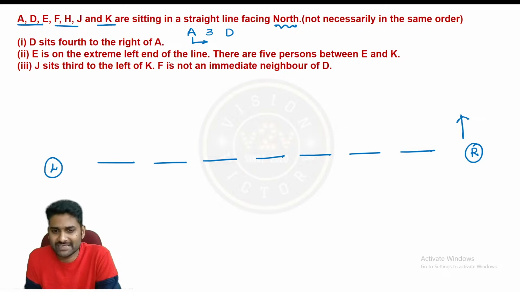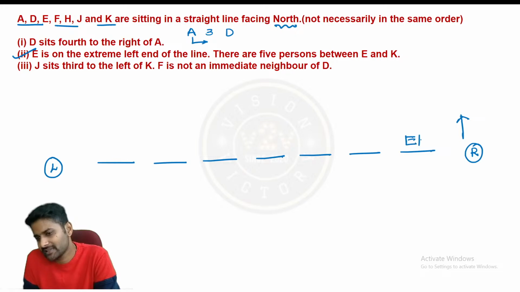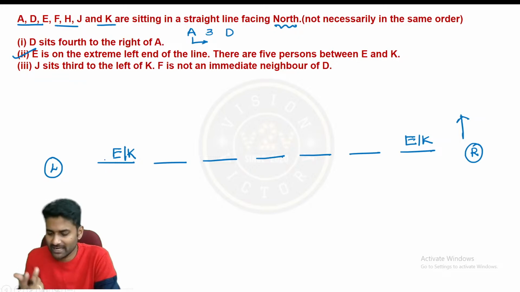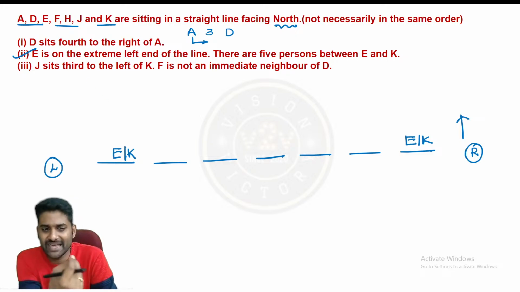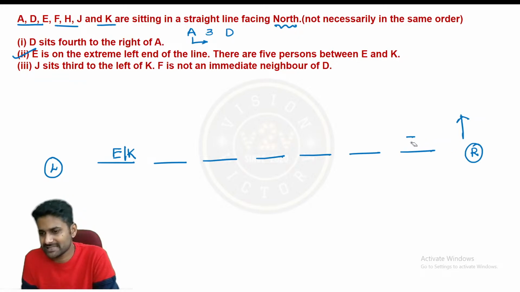Now E sits at one of the extreme ends of the line. Guys, E should sit at an extreme end of the line. Either it can be the left side or the right side. There are 5 persons between E and K. Guys, there are 5 persons between E and K. Then you understand that, as the total number of people is 7, both should sit at exactly the extreme ends. J sits third to the left of K. Guys, we need J to the left of K. We can confirm that K must sit at the right end only. If you place K at the left end, you cannot place J. Now you can confirm J: 1, 2, 3, exactly the third position. You can place it as J.